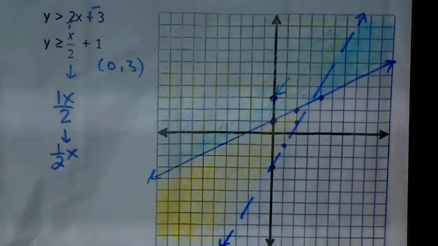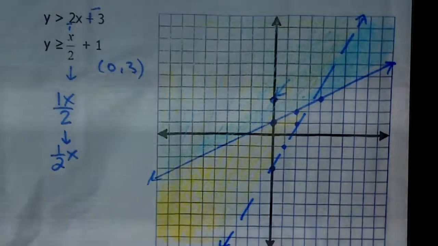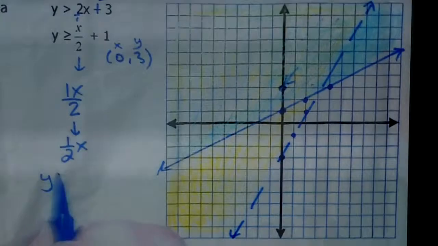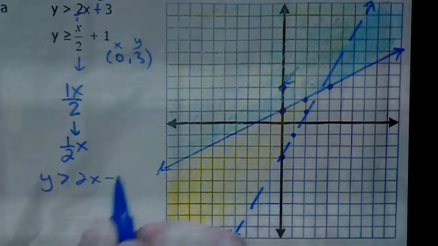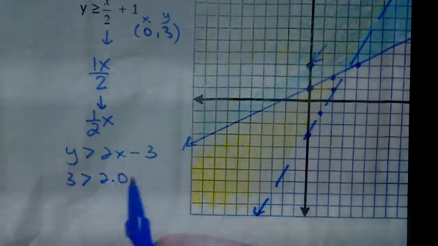So if you wanted to check the solution point 0, 3, all you need to do is plug it into both equations and make sure it's true. So x is 0, y is 3. First equation says that y is greater than 2x minus 3. So is 3 greater than 2 times 0 minus 3?